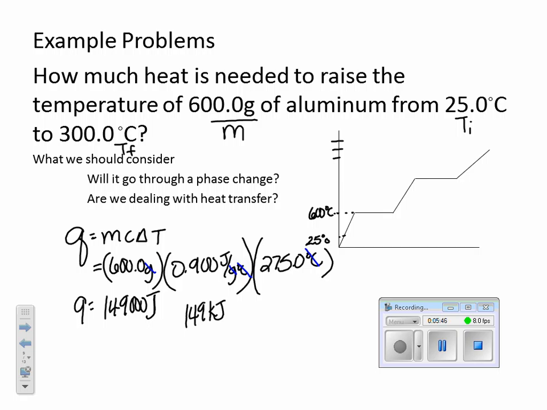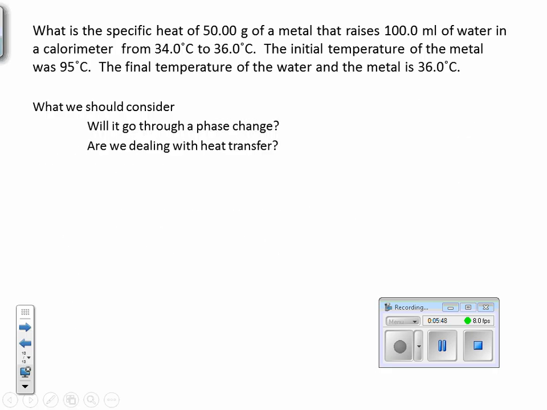The easiest of the heat problems. Okay, the second one here, we have to ask ourselves, hey, read the problem. Will it go through a phase change, or are we dealing with heat transfer? And here we have a metal, and we also have water. So because we have 2 substances, we're dealing with heat transfer.